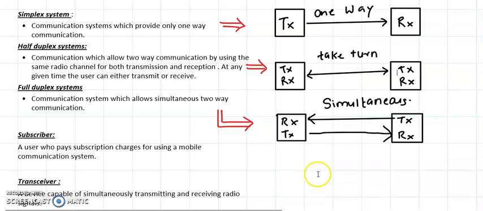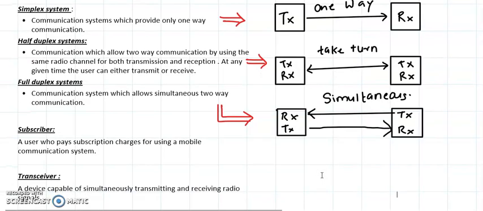So this is it for the video with regard to the definitions of the mobile communication systems.